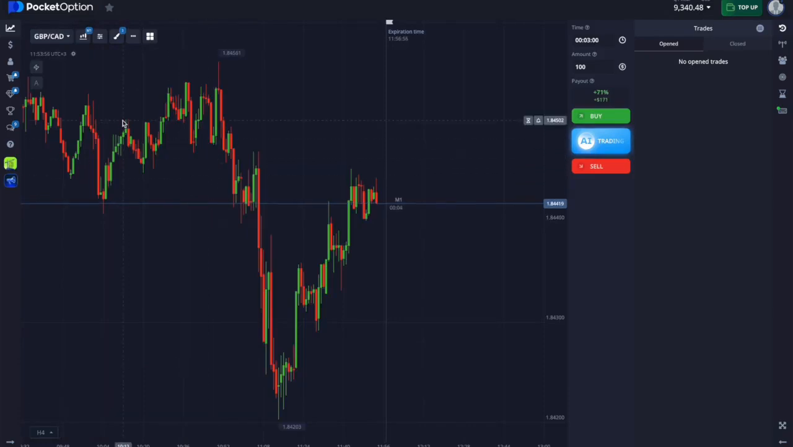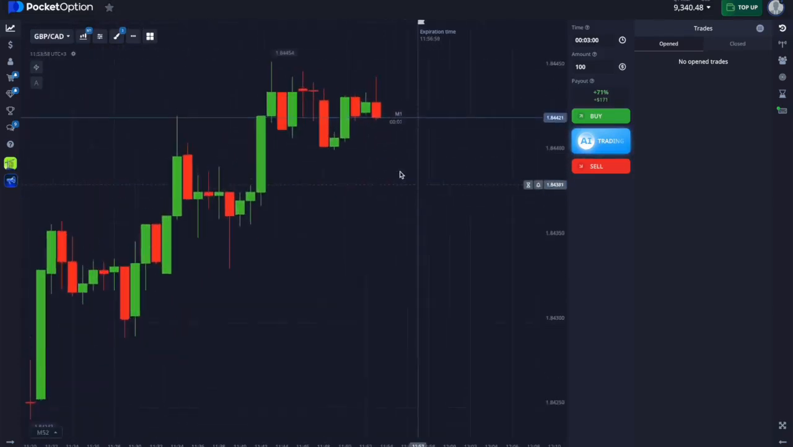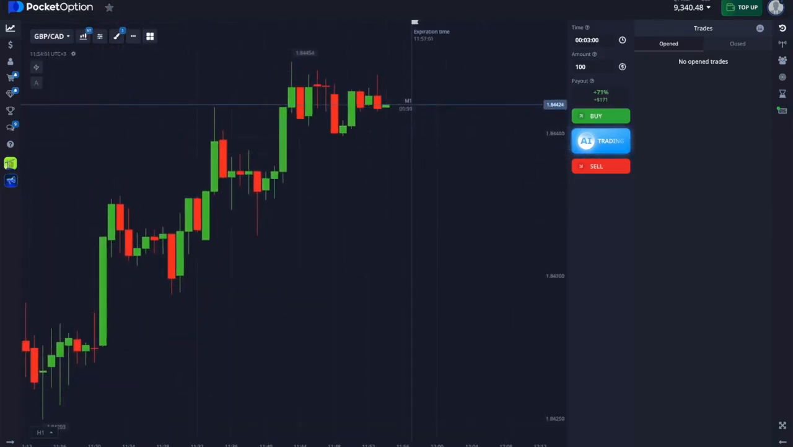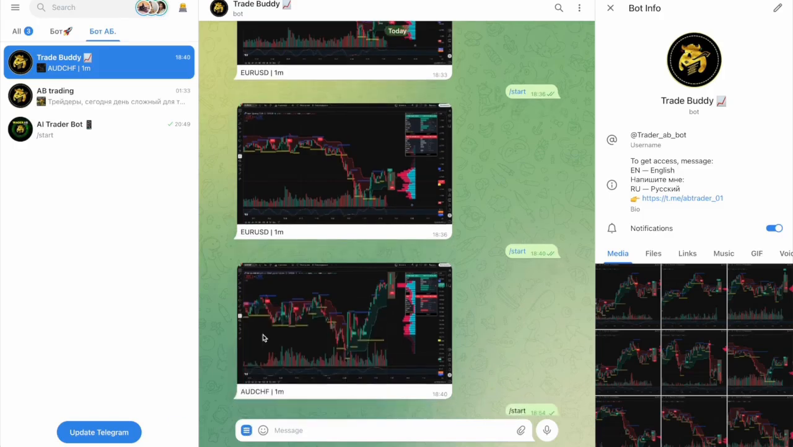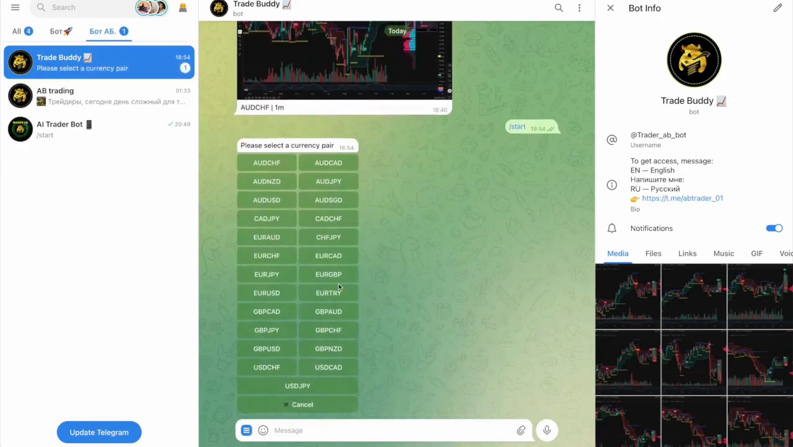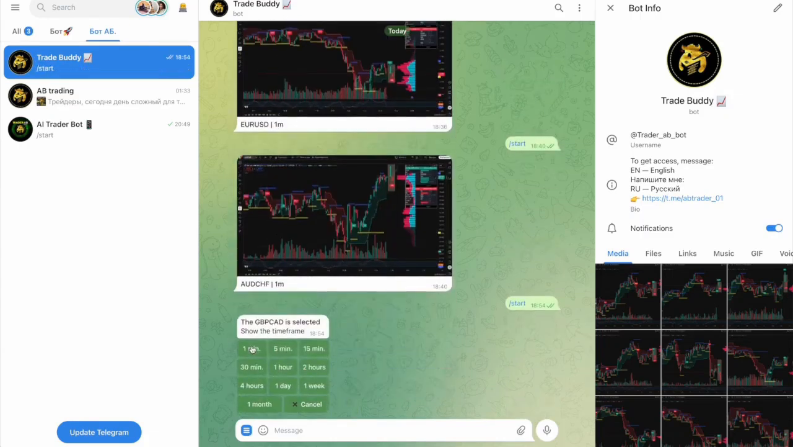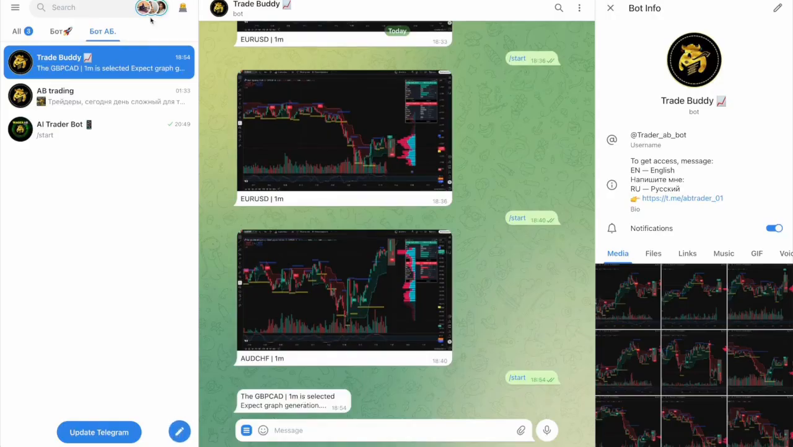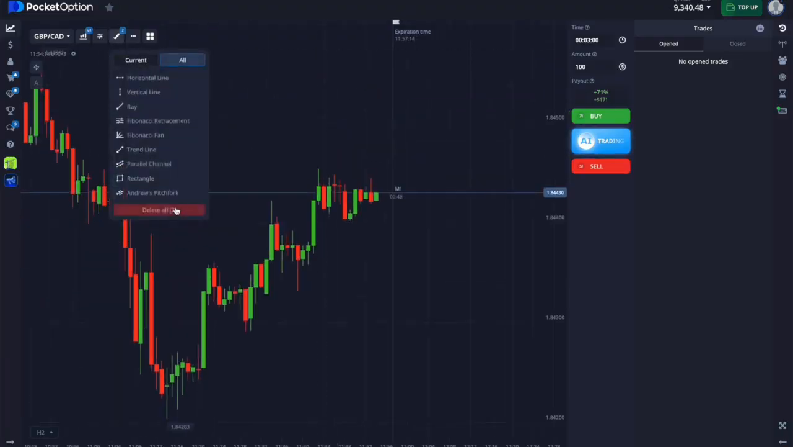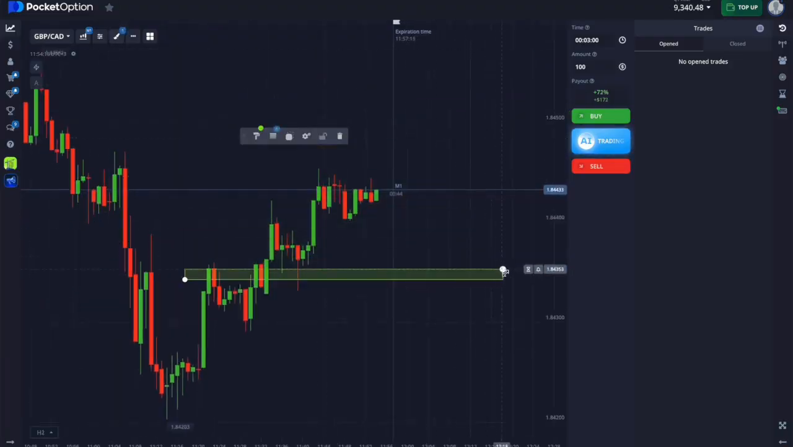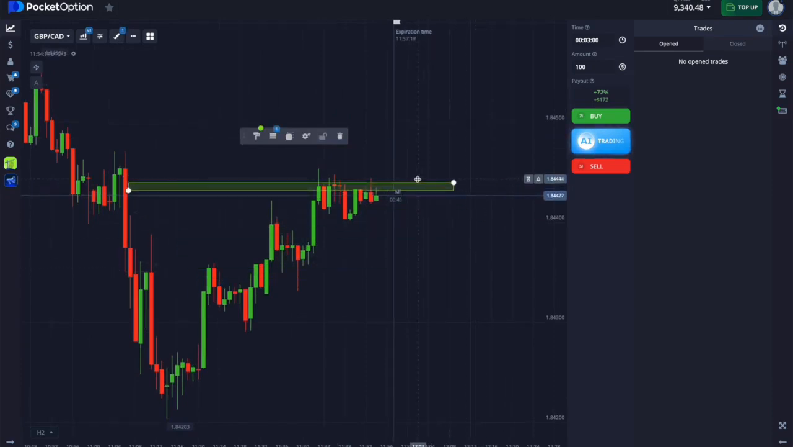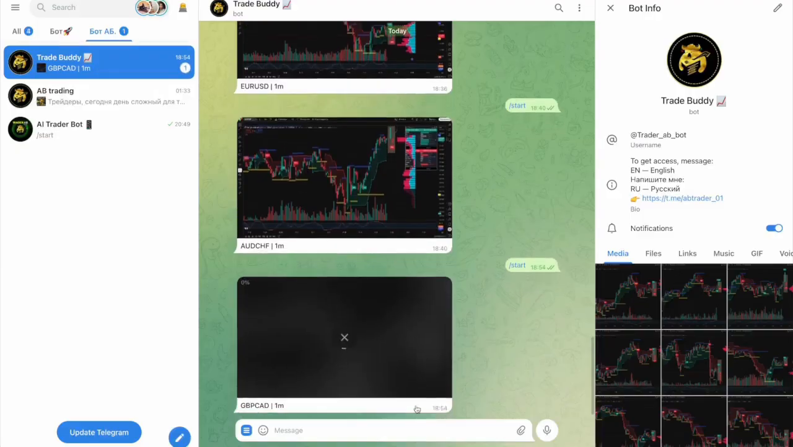So look here. The currency pair is British pound to Canadian dollar. We have a level here. I understand that on this currency pair I would enter upward. Now let's ask what the bot thinks about this. If the bot also gives us all the indicators we can use for a breakout, then we'll enter. If the bot doesn't give us that, we'll just skip this currency pair. I'm waiting for the bot's response.